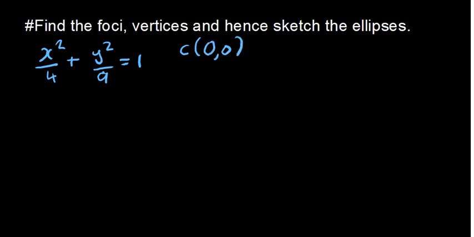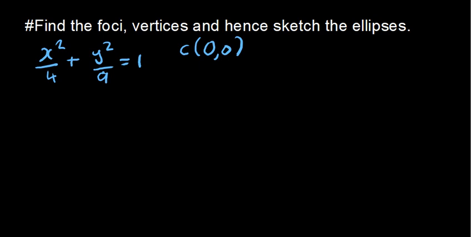So the first one that we have is, let's say you are given x squared over 4 plus y squared over 9 is equal to 1. So here we have to find the foci. According to how we observe this equation, it's obvious the ellipse that we have is centered at the origin, which is simply 0 comma 0. So we can simply say the origin, which is C, where the center is simply 0 comma 0, as we know already.